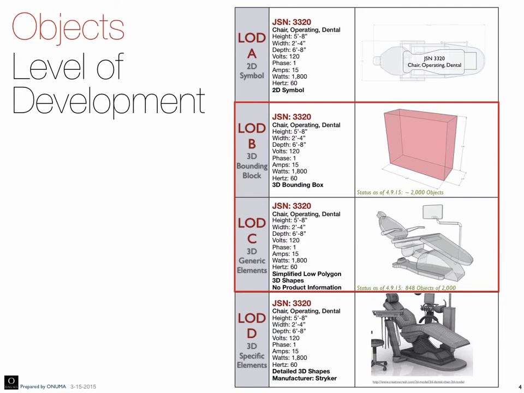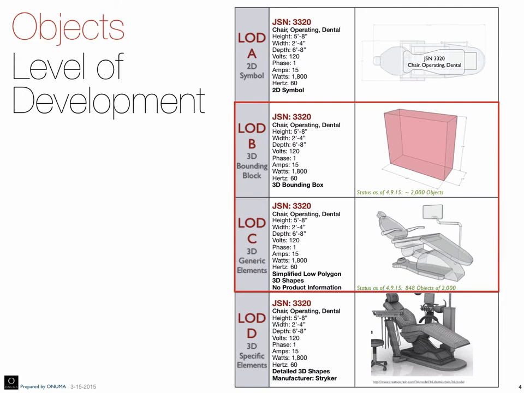The LOD B, the red bounding box is what I just described. JSN 3320 is 5'8" by 2'4" by 6'8". It'll automatically create from SEPs a block like this in BIM automatically. Nobody has to touch it actually. So these blocks exist for every single object out of the 1691.